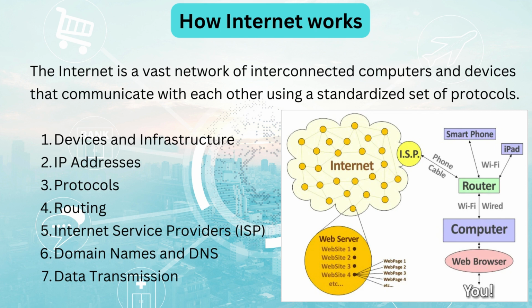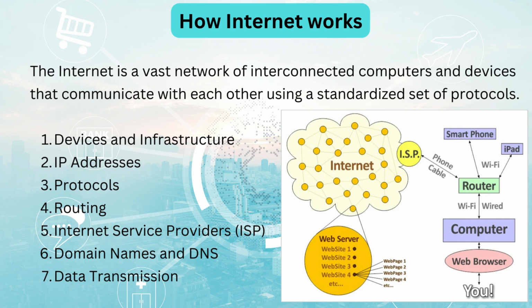Then we have the routing. When you send data over the internet, it is broken down into smaller packets. Each of these contains the sender's and recipient's IP addresses as well as sequencing information, like which packet is in which order. These packets are then routed through a series of interconnected devices called routers, which use different routing algorithms to determine the most efficient path to the destination based on the IP addresses and the current network conditions.